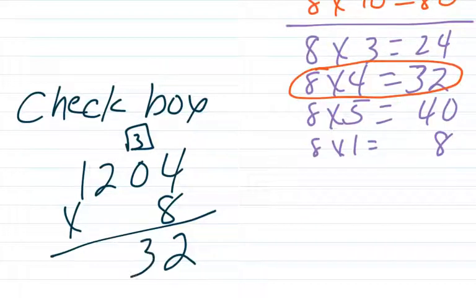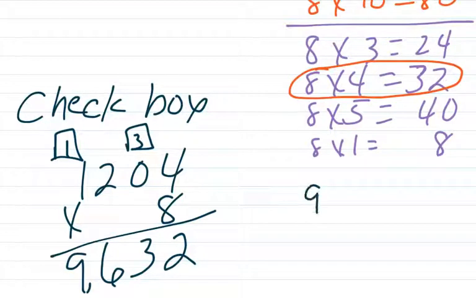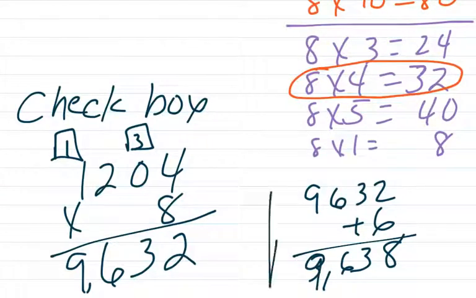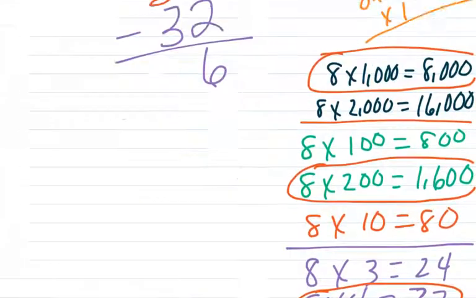Bring down my 3. Now, 8 times 2, or 8 times 200, is 1,600. Bring down my 600s and regroup my 1,000. 8 times 1 is 8, plus 1 is 9,632. Now I have to add in my remainder, which is 6. That's 8, 3, 6, 9,638. So my answer does check.